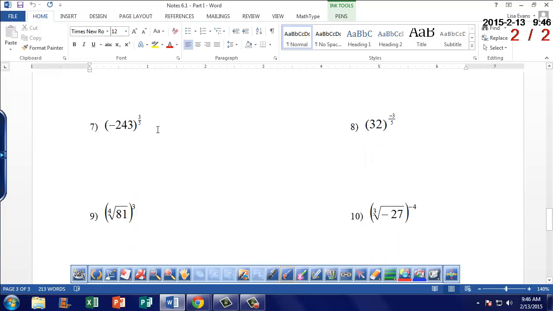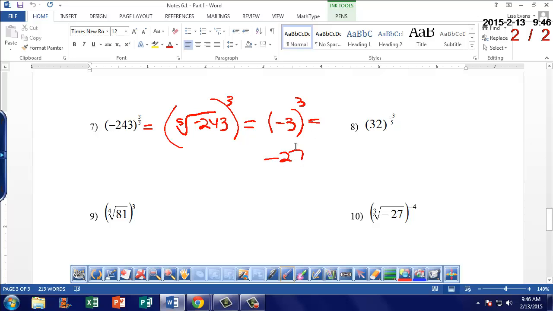Okay, now this gets a little trickier. So the first thing you want to do, and like I said, I don't like to look at it like this. So I like to do the 5th root of negative 243. Once I get that answer, then I'm going to cube that answer. So the 5th root of negative 243 is negative 3. Then I'm going to cube negative 3. So negative 3 times negative 3 times negative 3 is negative 27.